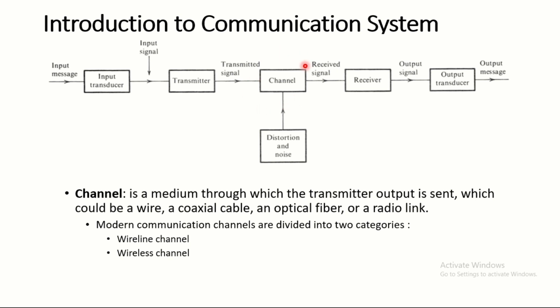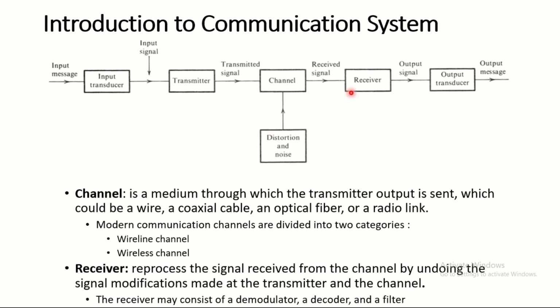In modern communication, the channels are generally divided into two categories: wireline channels and wireless channels. For example, wire, coaxial cable and optical fiber come under the category of wireline channels, while radio link comes under the category of wireless channels. Here we have a block which shows the distortion and noise. Generally, when we transmit a signal and the signal travels through the channel, the channel may distort the signal, or similarly it may add noise to the signal.